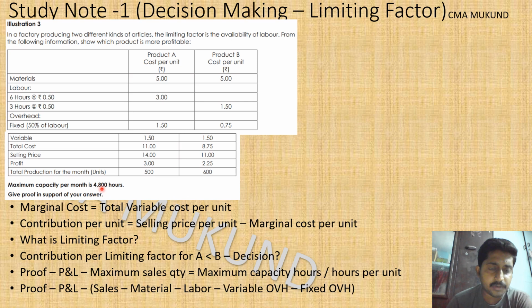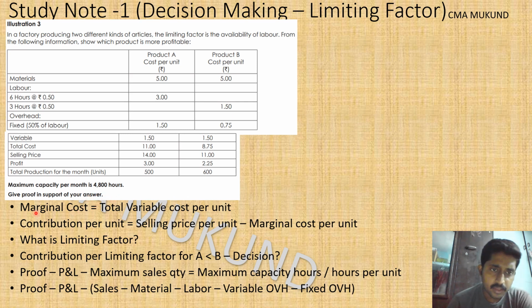Maximum capacity per month is 4,800 hours. Since the limiting factor is labor hours, the total labor hours available for the month is given as 4,800 hours. If you want to produce anything more than the quantity which requires 4,800 hours, that is not possible because the labor hours are limited to 4,800 hours. Give proof in support of your answer.